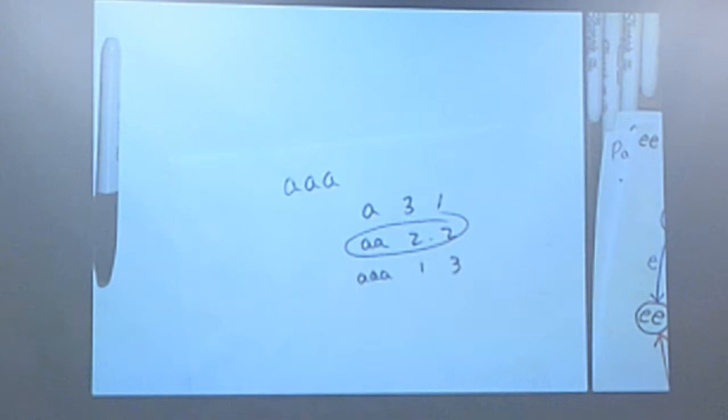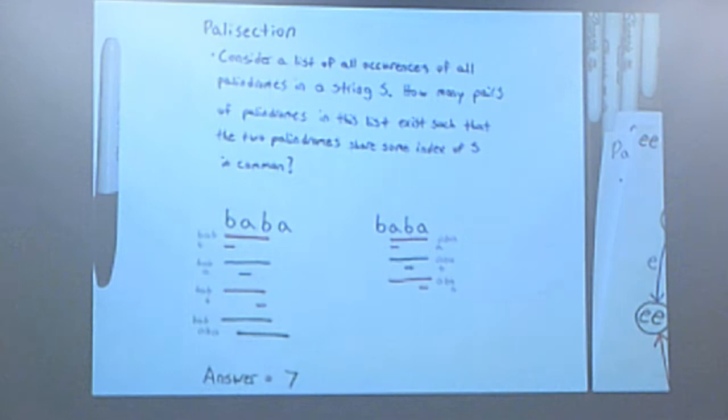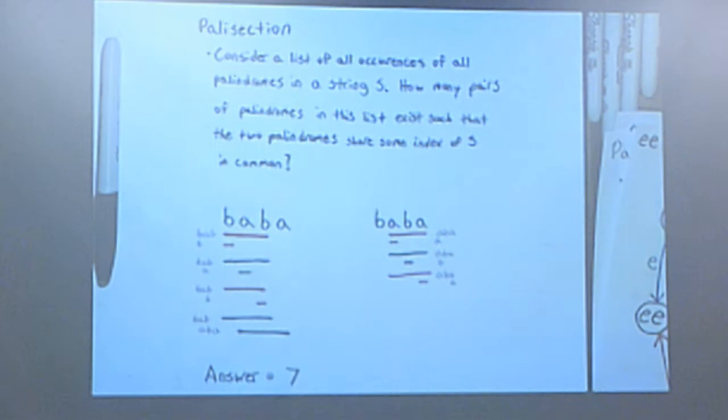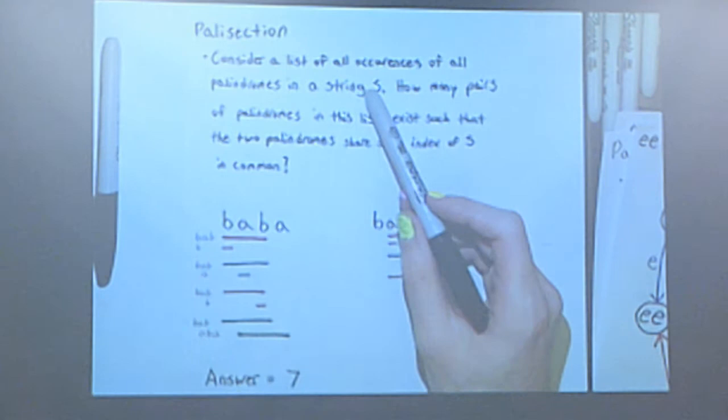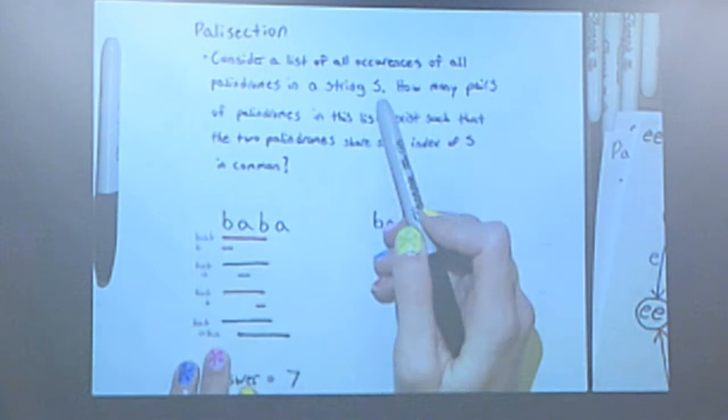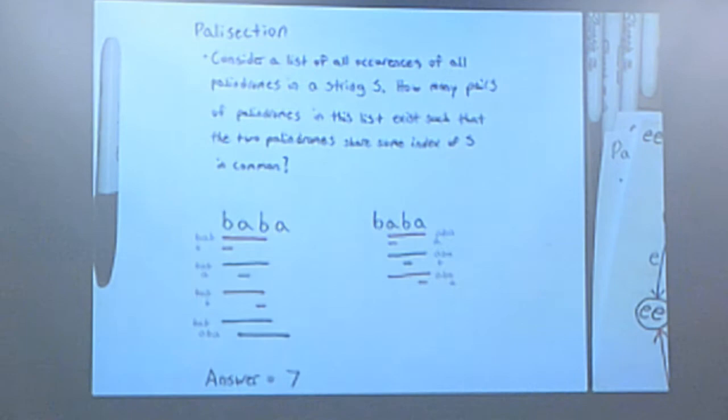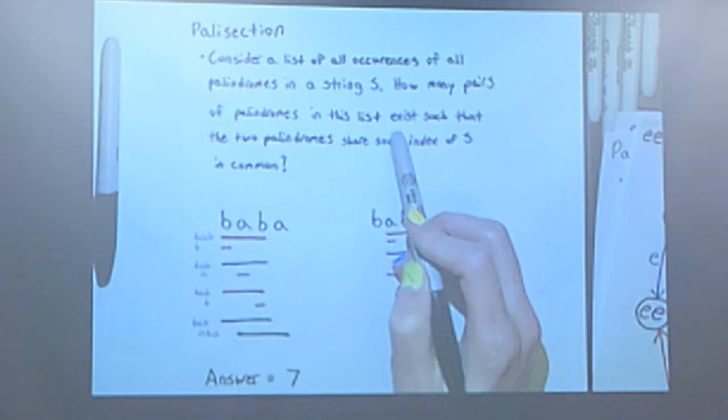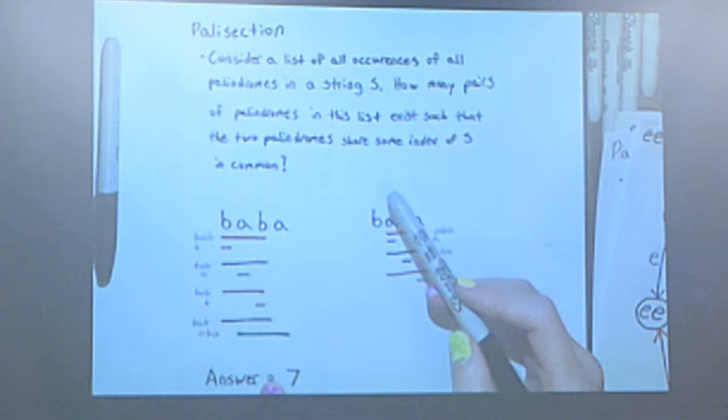Next problem I'm going to cover is Palisection. This is Codeforces Beta Round 17. You don't have to remember these, the links are in the Discord. In this problem, we're going to consider a list of all occurrences of all palindromes in some string S. A palindrome can appear multiple times, and we'll consider that as multiple occurrences in this list. We want the number of pairs of palindromes in this list such that the two palindromes share some index of S in common. I'll go over an example to help show it.